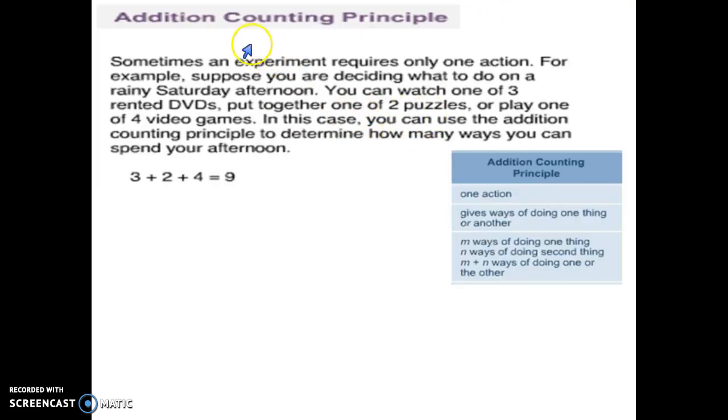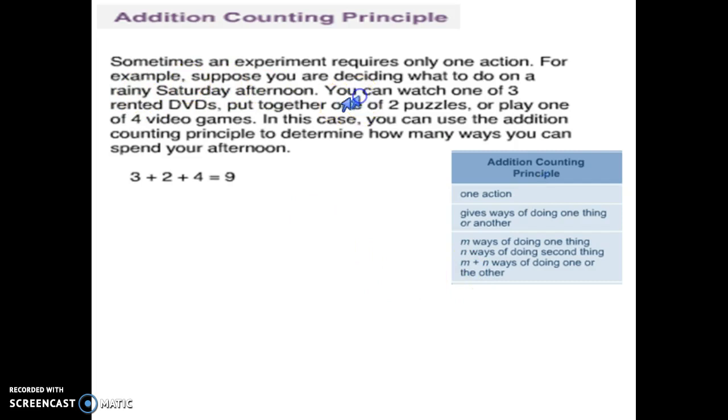The second question is using the addition counting principle. Sometimes in an experiment there's only one action. If it gives you a choice of doing one thing or another, then you're going to use the addition principle. You're simply going to add up the different choices that you have.